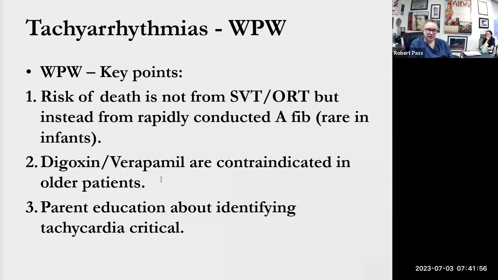And then finally, it's always important that patients understand what the signs and symptoms of tachycardia are in their children with WPW, particularly in young infants where they're not talking and not sharing with the parent that they're feeling something. The most common would be poor feeding and sweating during feeding, some of the typical examples.